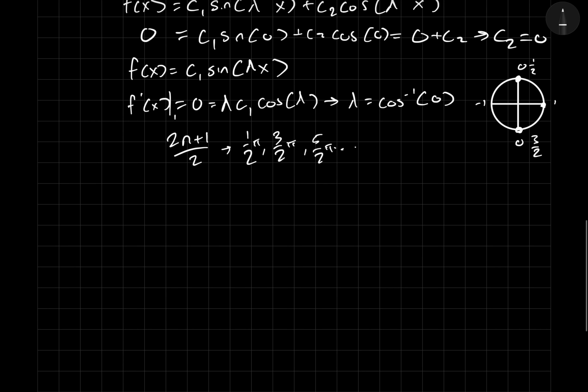So finally, what we get is lambda is going to be dependent on n. So let's do lambda subscript n equals 2n plus 1 over 2 pi, which is going to be our actual answer. And then f of x is going to be equal to c1 sine lambda n x.